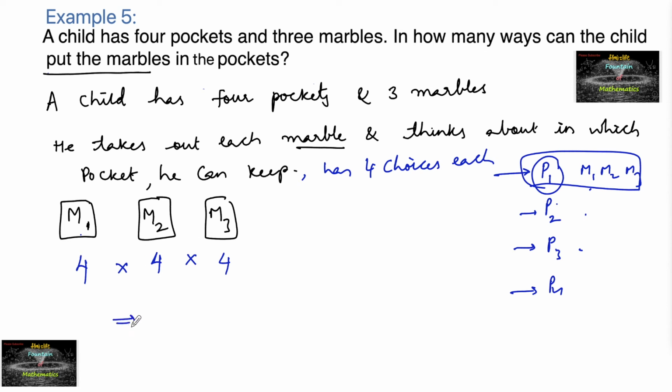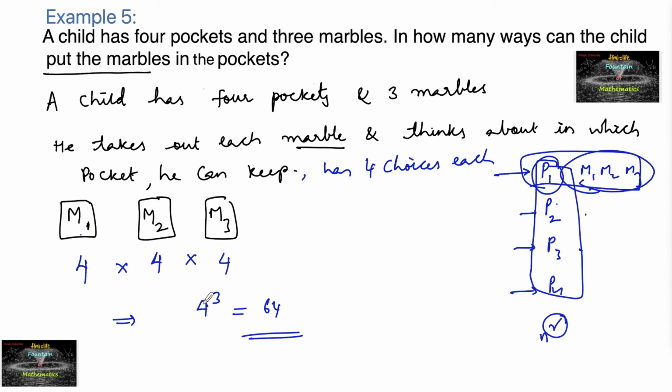So by the fundamental principle of counting, this is 4 into 4 into 4, that is 4 cube, which is 64. And this is also based on the formula n to the power of r, the number of permutations of n different things taken r at a time, when each thing can be repeated any number of times. So here, the number of permutations of 4 different things, 4 different pockets, taken 3 marbles at a time is nothing but 4 to the power of 3, that is 64.